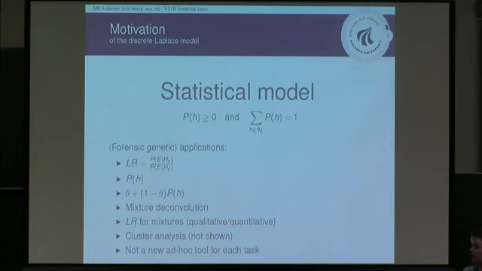Just as Teresa talked about yesterday, the motivation of the discrete Laplace model was to make a statistical model of the haplotypes, so put a probability mass function on all haplotypes. The idea was to be able to do a lot of different things, but not have a new tool for each task. If I have a probability mass function for the haplotypes, I can do likelihood ratios, match probabilities with population substructure corrections, mixture deconvolutions and other things. It would be nice to have such a model.